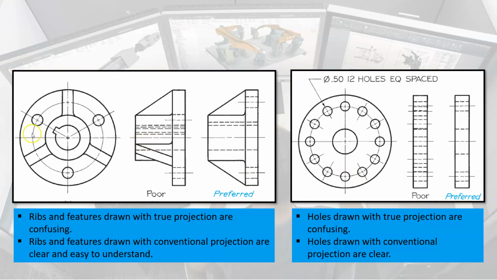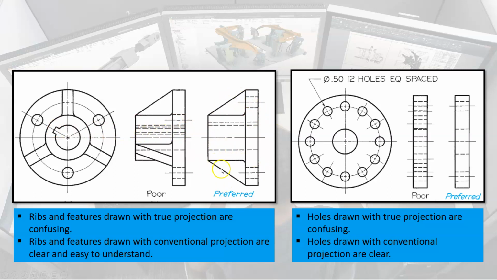Here's another example with the ribs. Same kind of feature. So in the middle drawing right here is the true projection. And you can see what a mess this is. Look at this rib over here because we're drawing it projected from here. It's foreshortened and it's at an angle. And then we have this keyway over here that's projected through, and it makes all these hidden lines. And that's just messy. That's just yucky.